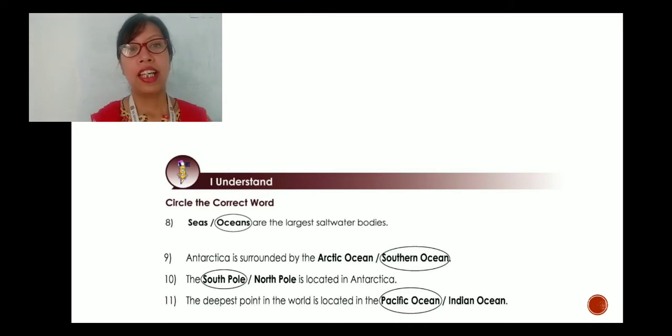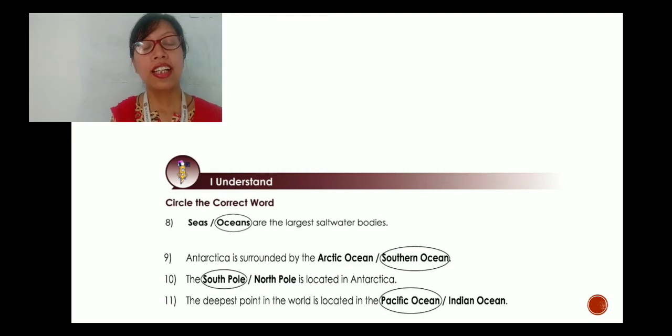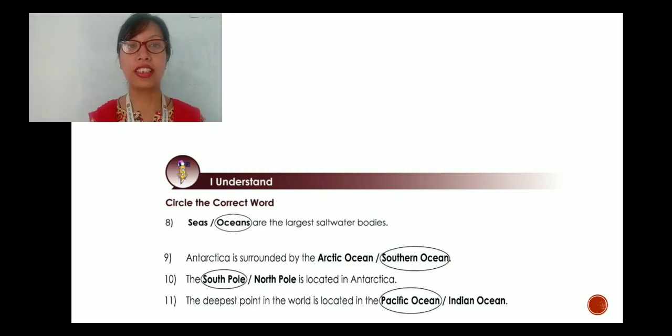Number 9, Antarctica is surrounded by the Arctic Ocean or the Southern Ocean. Did you remember the other name for the Southern Ocean? Yes, it is Antarctic Ocean. Why is it called the Antarctic Ocean? Because it surrounds the continent Antarctica, right? Therefore, Antarctica is surrounded by the Southern Ocean. So circle the Southern Ocean.